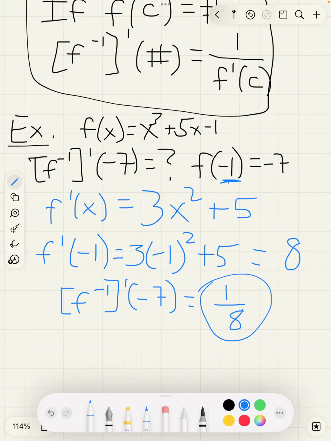Easy. See, we didn't have to go through any kind of rough algebra to solve for an inverse. We just used the reciprocal relationship of the tangent line of a function and the tangent line of the inverse at the corresponding point. Let's do another example.